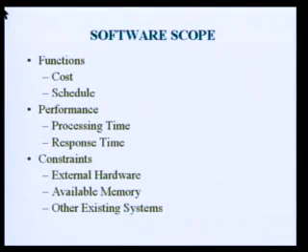The different components of the software scope are functions, cost, schedule, then comes performance, processing time, response time, then comes constraints, external hardware, available memory, other existing systems. So as part of functions, what does your software do? This is the first question you have to ask as part of your functions. What is the functionality of your software? What it exactly does? Then what are the changes that should be able to be incorporated into your software?